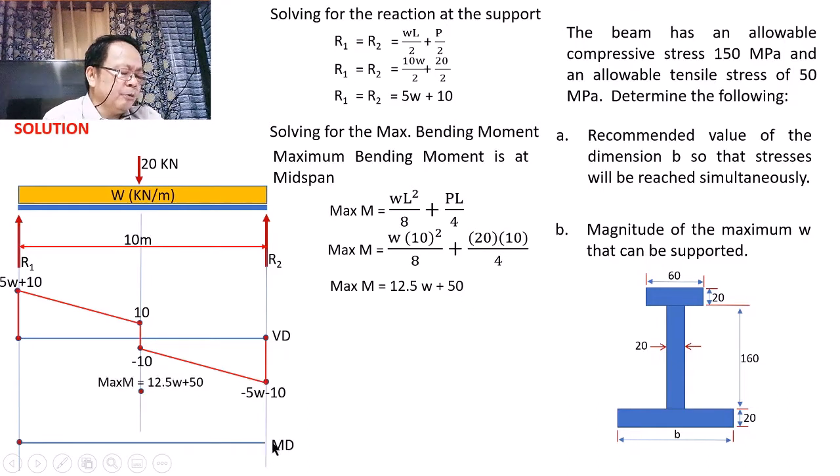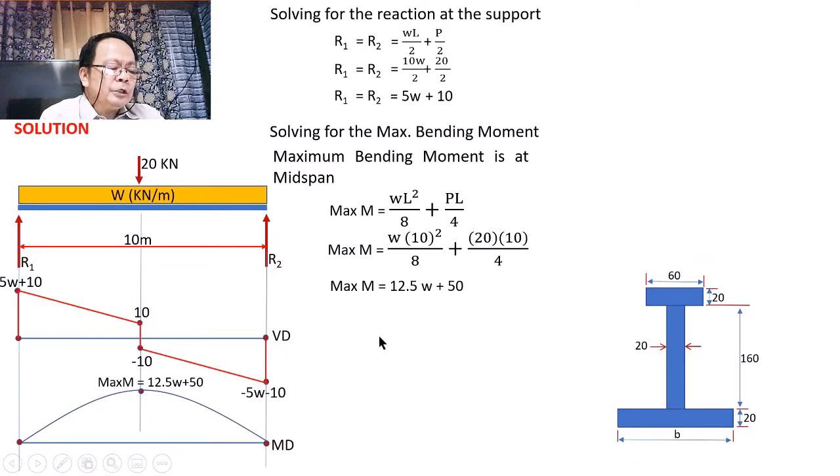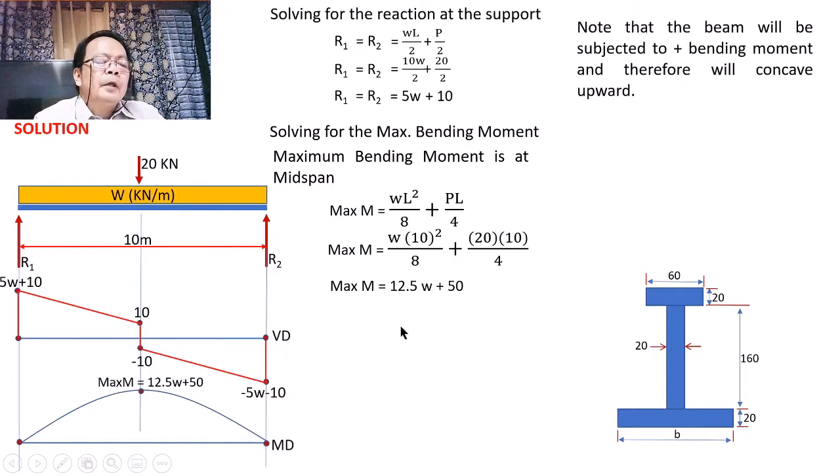Pakita natin itong moment natin. The moment will be concave in the downward direction. Diba? And because of that, mapapansin natin that the beam will be subjected to positive bending moment of 12.5W plus 50. And because of that, we will expect that the beam will be concave in the upward direction. So itong beam na ito will now be concaving in the upward direction. Diba? Now, anong implikasyon kapag nag-concave siya in the upward direction?